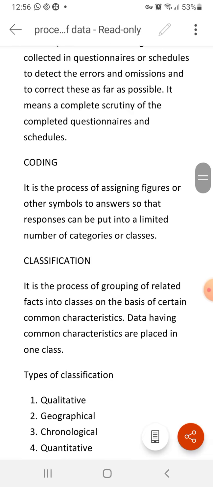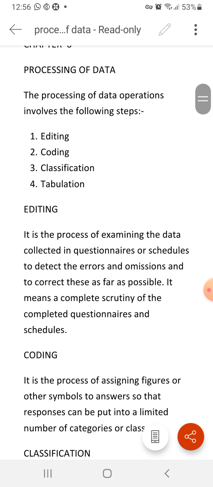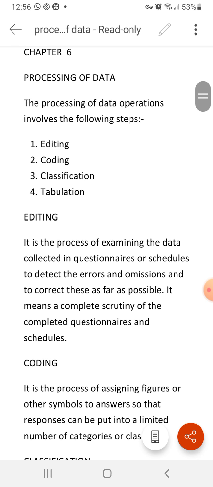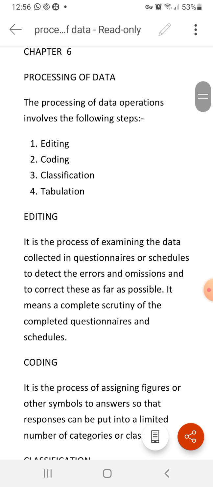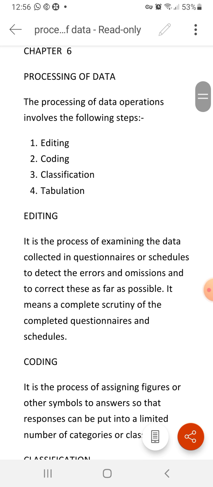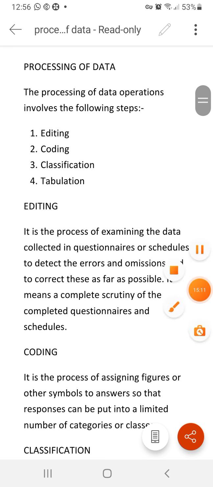This is all about processing of data: editing, coding, classification, tabulation, and analysis and interpretation. This is all about this chapter, processing of data. Okay.